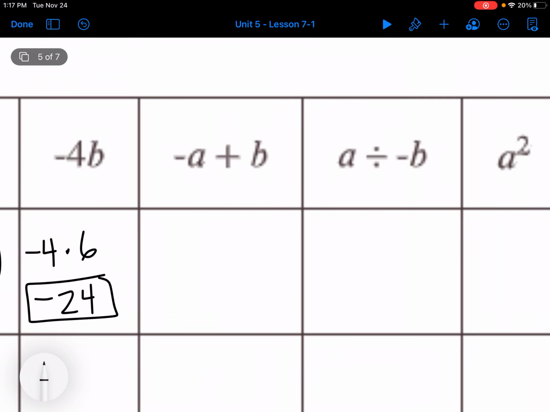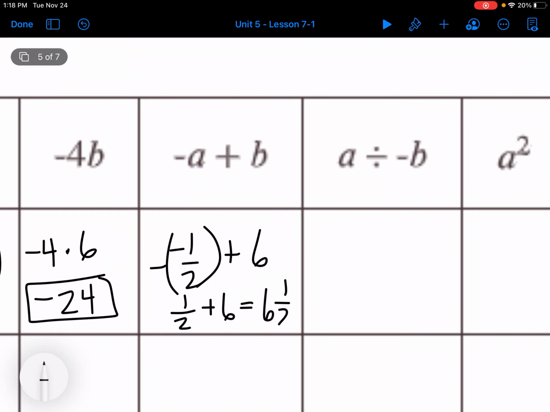So I have a negative 1/2 plus 6. So a negative times a negative is going to give me a positive. So it's a half plus 6. So I get 6 1/2.